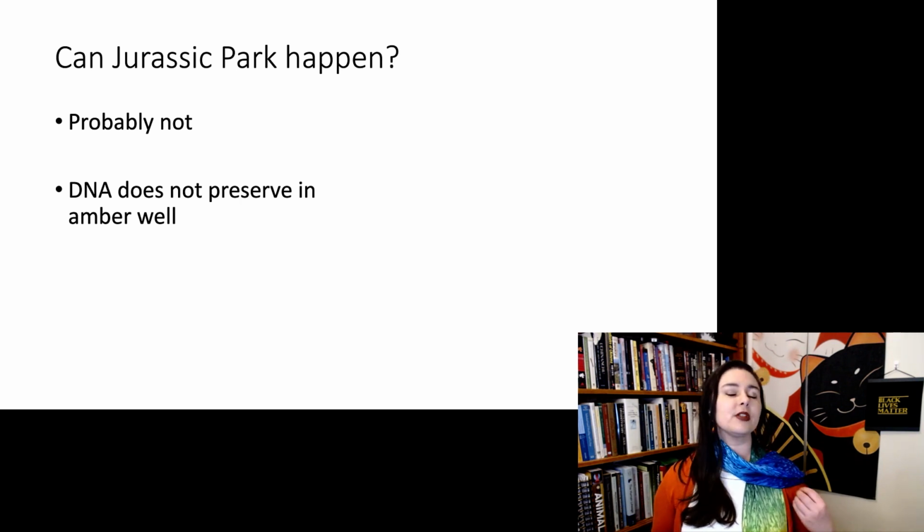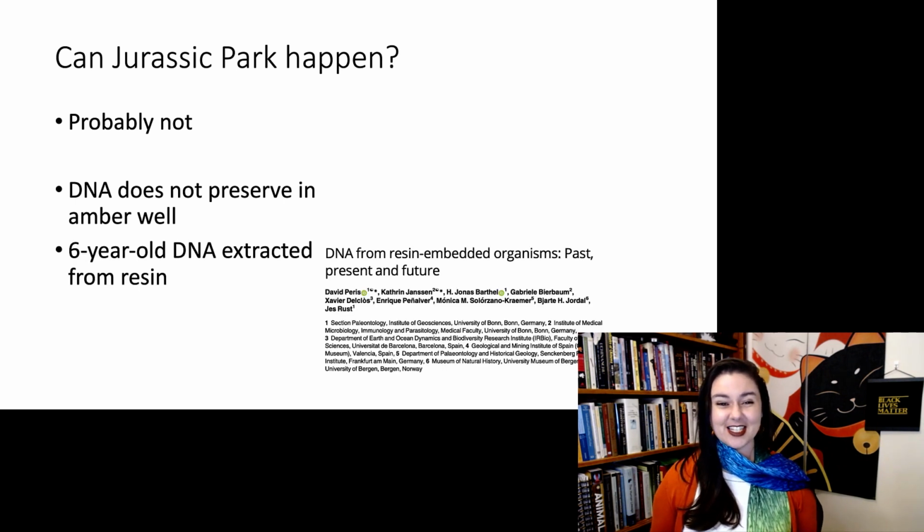So, first, talking about the specific way that happened in Jurassic Park, taking blood from a mosquito preserved in amber, it's probably not going to survive. This was actually published earlier this year, though, that someone was able to extract DNA from an organism embedded in resin, but that was only 6 years old. There's a little bit of a difference.